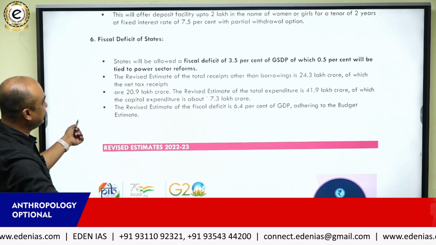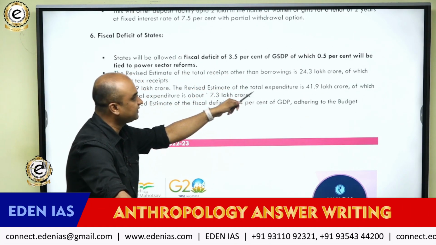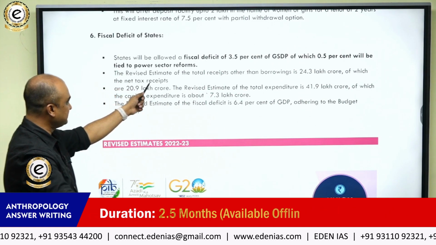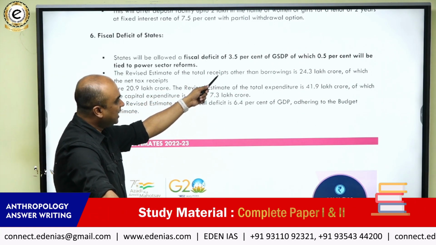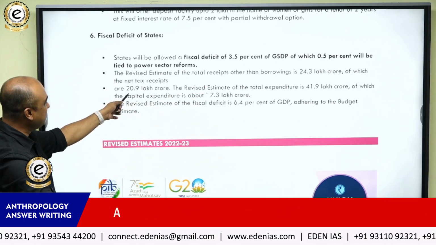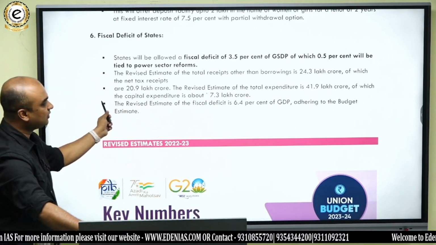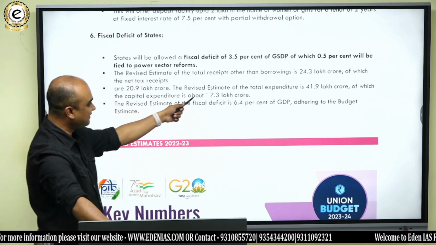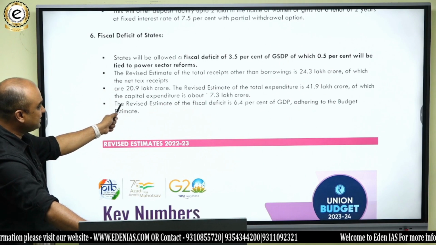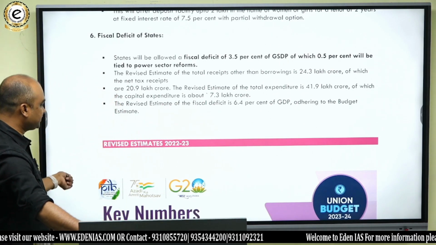Fiscal deficit of states will be allowed a fiscal deficit of 3.5% of their gross state domestic product, of which 0.5% will be tied to power sector reforms. The revised estimate of the total receipts other than borrowings is 24.3 lakh crore, of which the net tax receipts are 20.9 lakh crore. The revised estimate of total expenditure is 41.9 lakh crore, of which the capital expenditure is about 7.3 lakh crore. तो सोच के देखो कितना कम है capital expenditure. The revised estimate of the fiscal deficit is 6.4% of the GDP, adhering to the budget estimate.